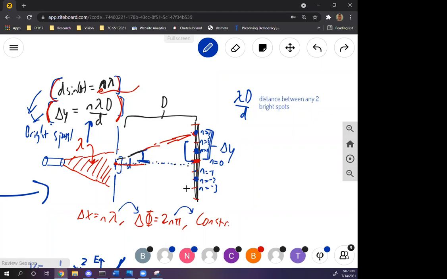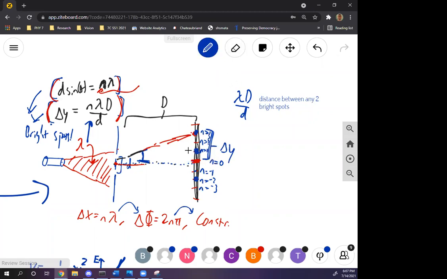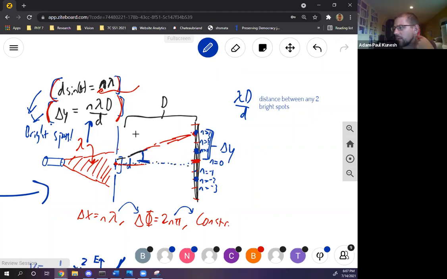So if n is equal to 1, it's the distance from the center to the n equals 1. That's right. That's how I typically think of it. If I were to plug in n equals 1, that would tell me the distance from the n equals 0 central bright fringe up to n equals 1.